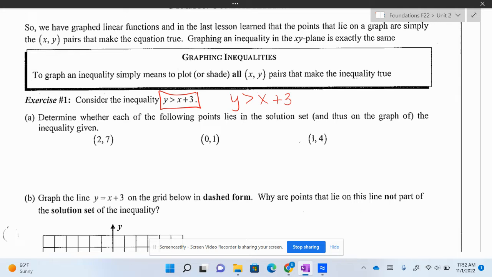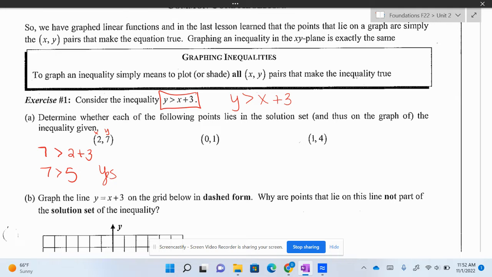I can. Okay. So remember that the first coordinate is the X and the second one is the Y. So instead of using Y, I'm replacing the Y with a 7 is greater than 2 plus 3. Is that true? Is 7 greater than 5? Yes. So this is a solution, meaning it would be in the shaded region.